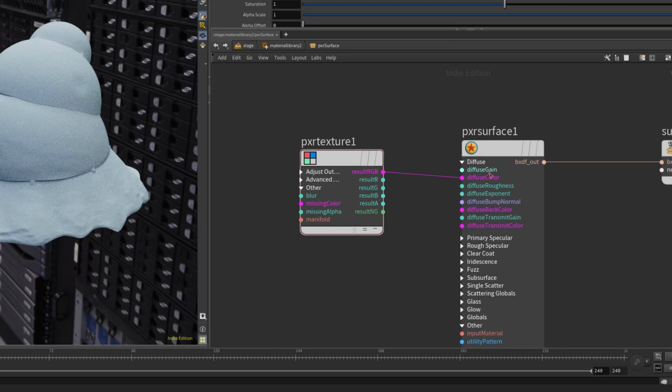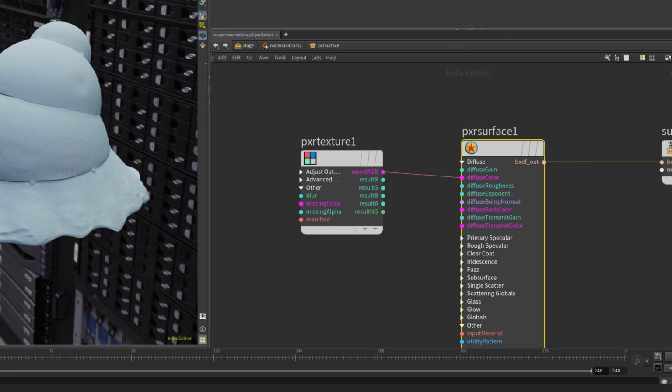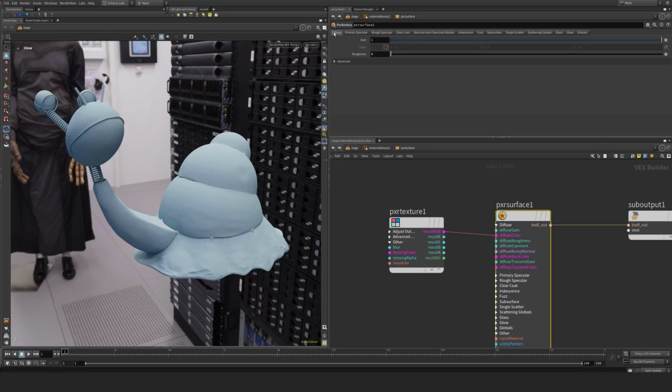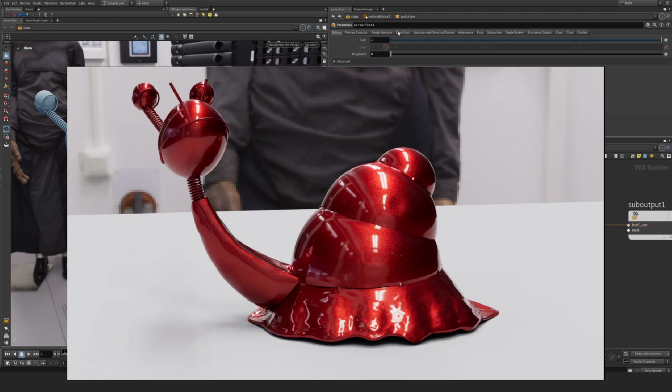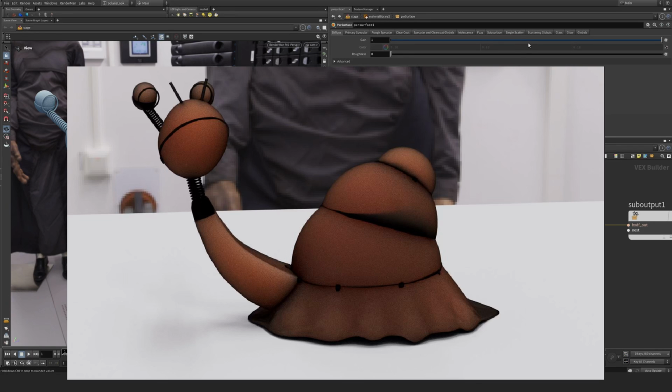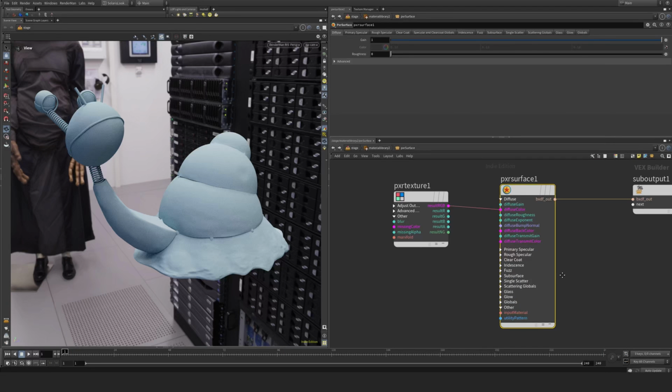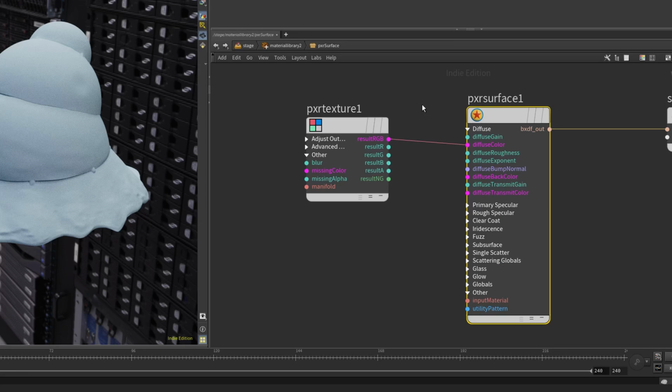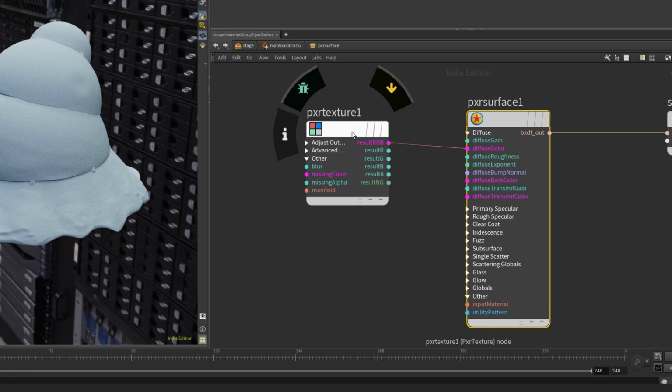On most nodes, you also have inputs here for the lobe itself. For example, the gain here would be a float input. When we take a look at the lobes here, we can see you have diffuse, primary, rough specular, clear coats, iridescence, fuzz, subsurface, single scatter, and glass and glow. And they are all essentially shading lobes in this uber shader.